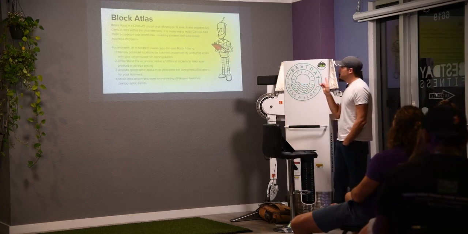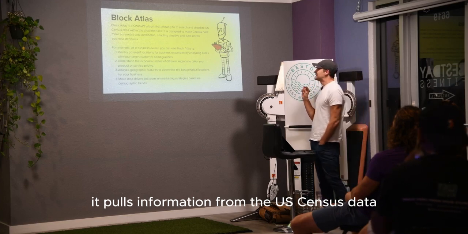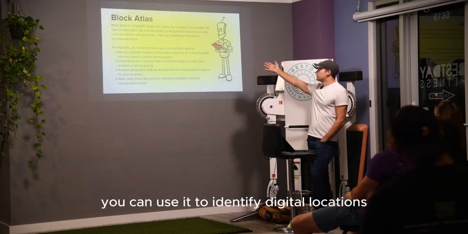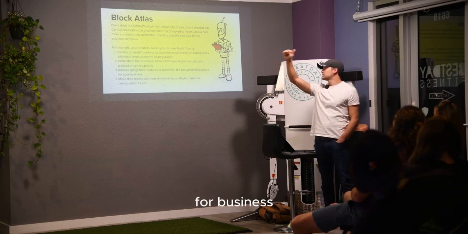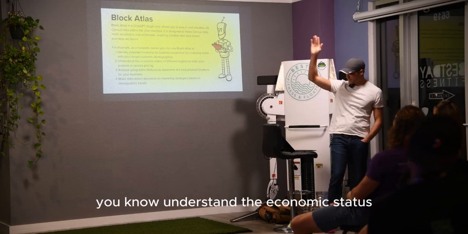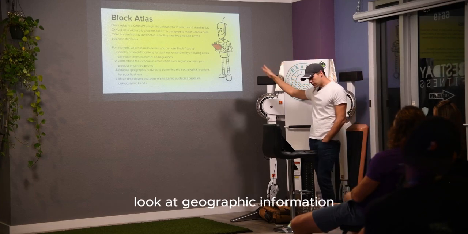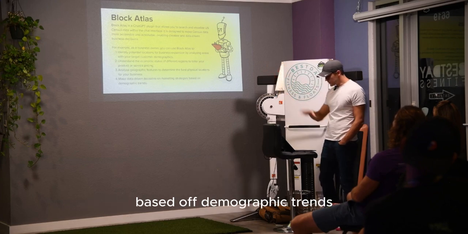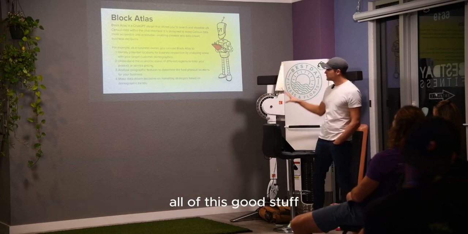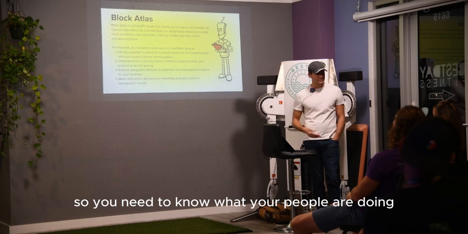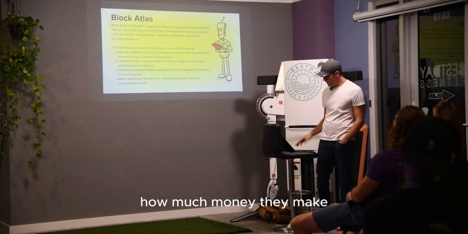Block Atlas pulls information from the US Census data. So as a business owner, you can use it to identify potential locations for business, understand the economic status, look at geographic information, and make data-driven decisions on marketing strategies based off of demographic trends, all of this good stuff. So you need to know what your people are doing, where these people are, how much money they make, all that good stuff.